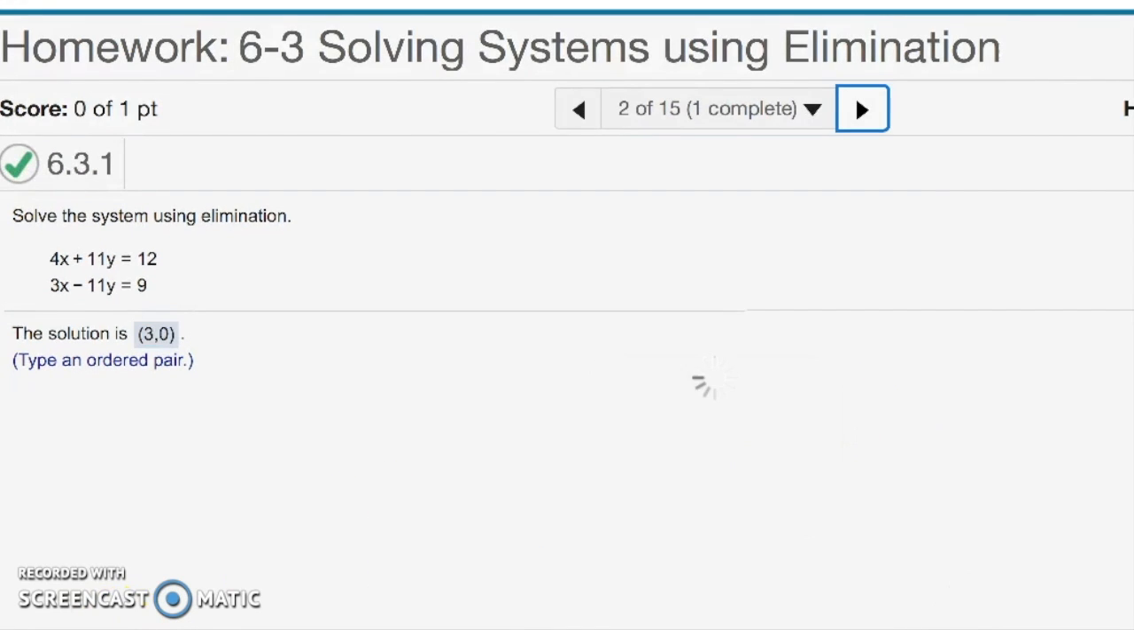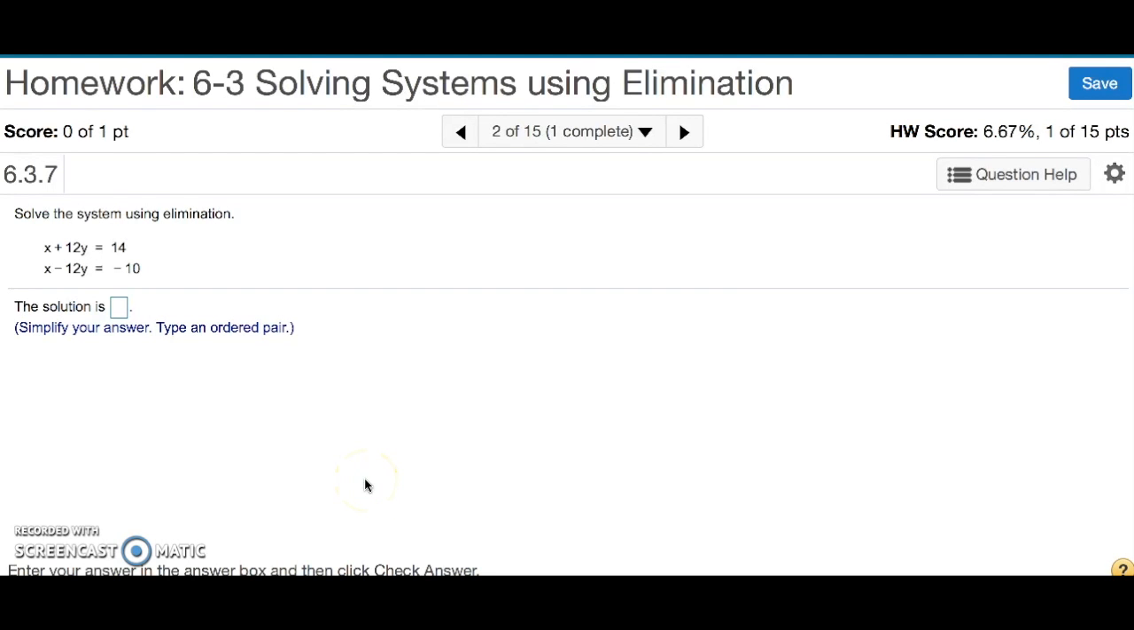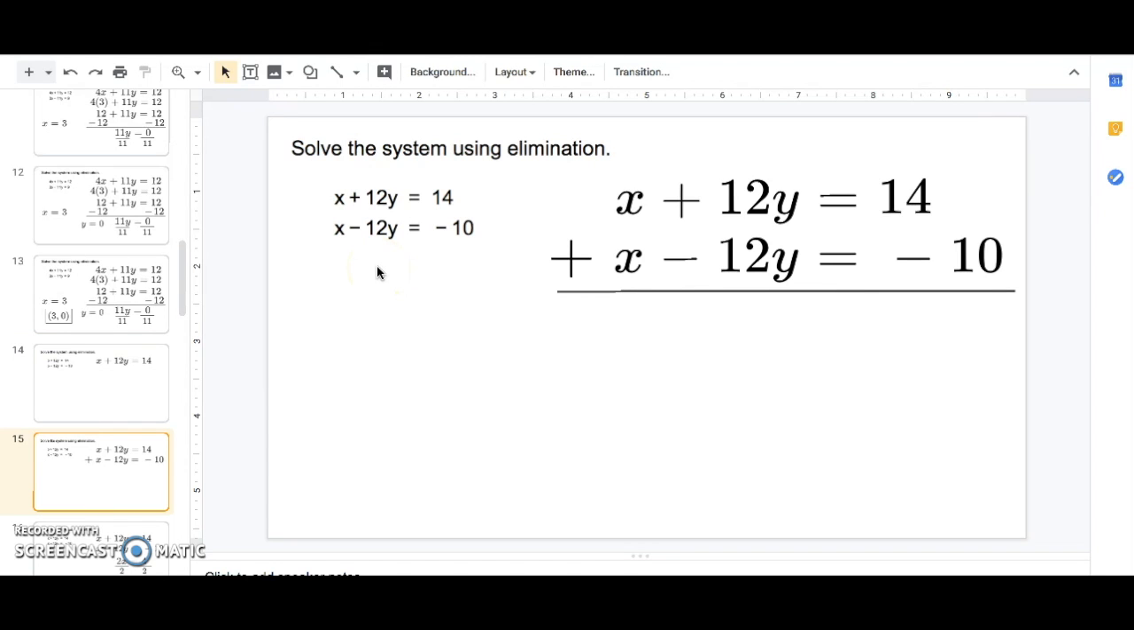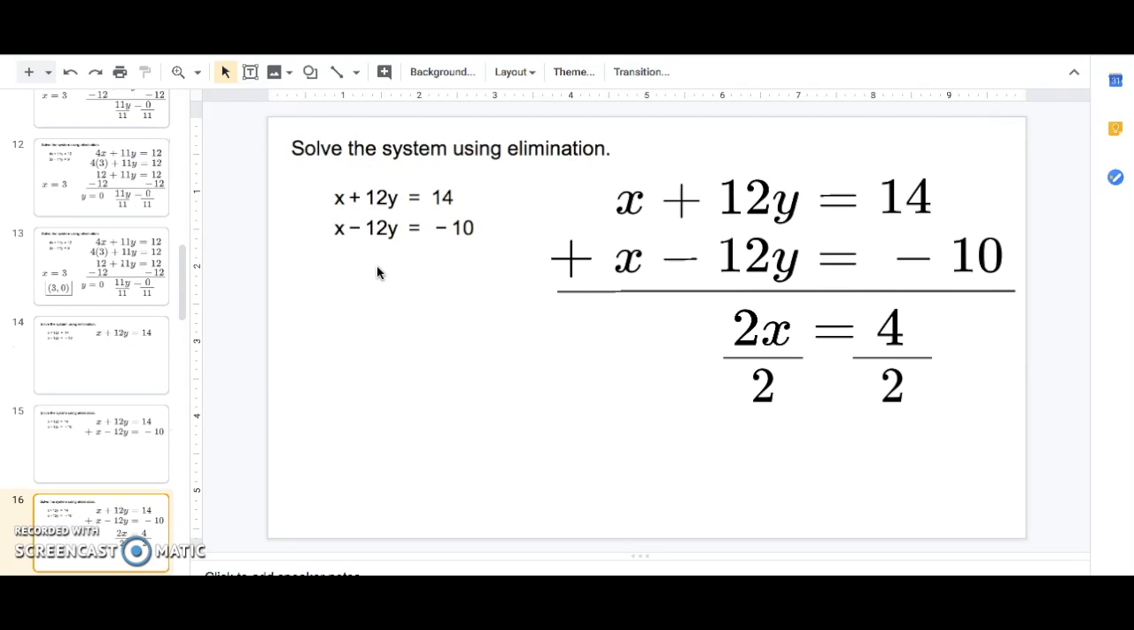There's number 1. Okay, number 2. Again, we are using elimination, which means we are eliminating one of our variables. We always want to see if any of the variables have both numbers the same, just one being positive and the other negative. In this case, we do. We have the y's, both being 12, but one of them being a negative 12. So we can simply add them together. x plus x is 2x, and 14 plus negative 10 is positive 4. So then we divide both sides by 2, and we get x equals 2.